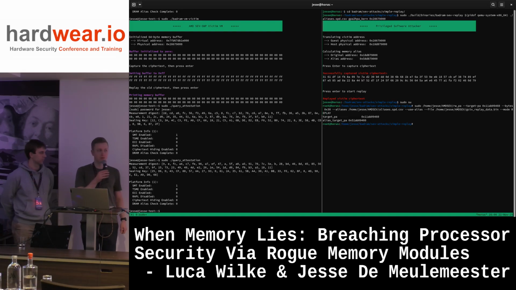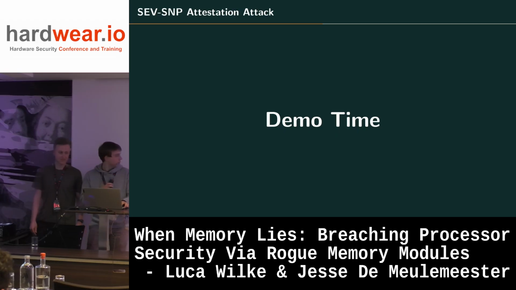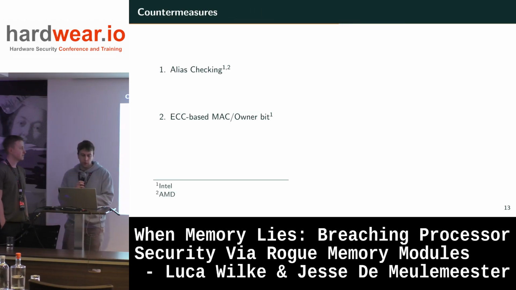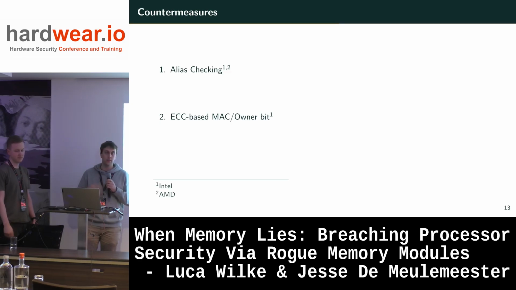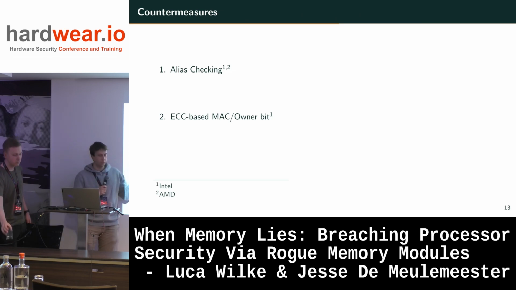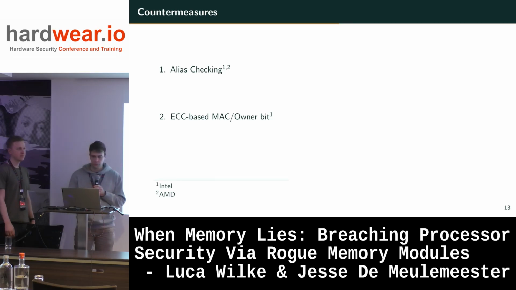Okay, and now Jesse will walk you through the mitigations and through the second attack. Yeah, thanks, Luca. So when we reported this vulnerability to AMD, AMD released some countermeasures. And during our experimentation, we also noticed that Intel already deployed some countermeasures before we even looked at this. And these countermeasures are basically alias checking and ECC-based metadata, which I'll go through quickly now.